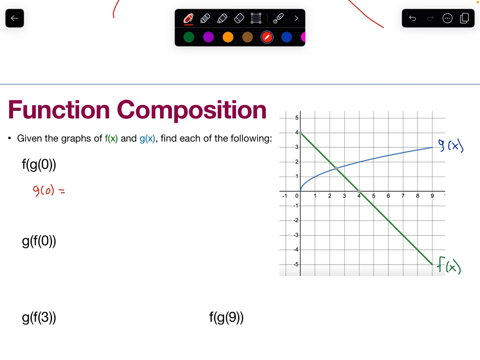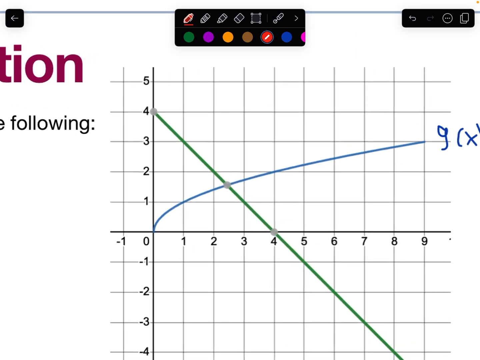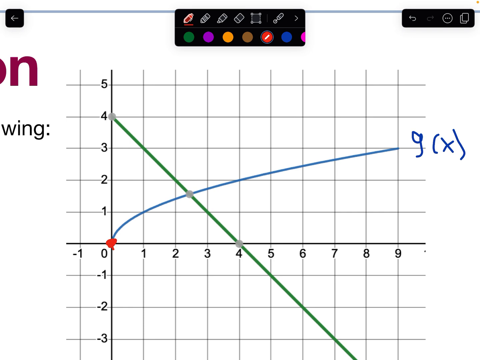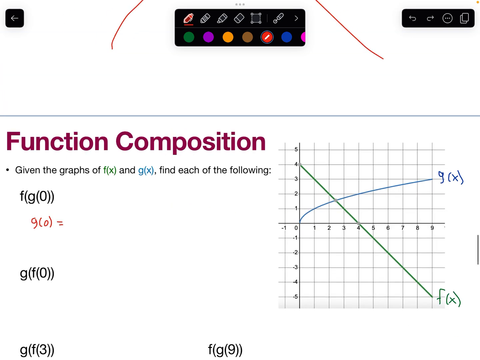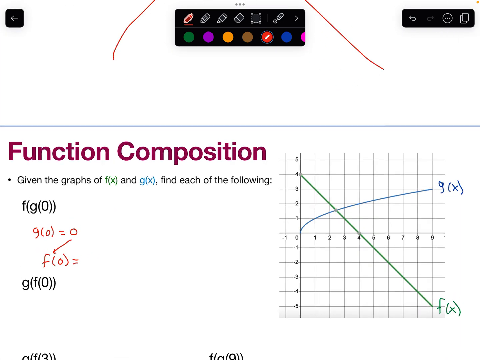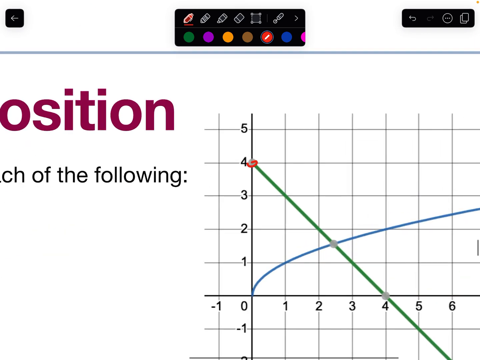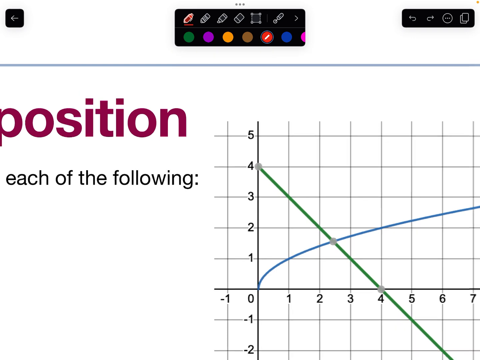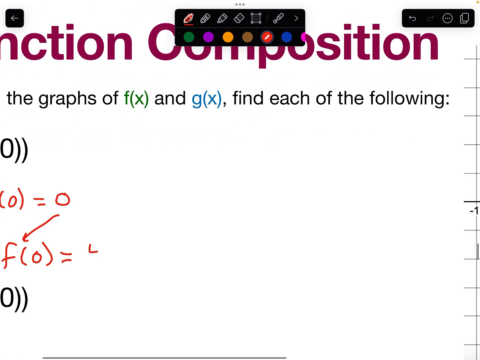Well, let's start with g of 0. g is the blue graph off to the right. g of 0 is the y value when x equals 0. And when x equals 0, g has a y value of 0 as well. So g of 0 is 0. Now that becomes the input for f. So now we find f of 0. So we look at the graph of f, which is the green linear equation over there. And when x is 0, y is 4. So f of 0 is 4.